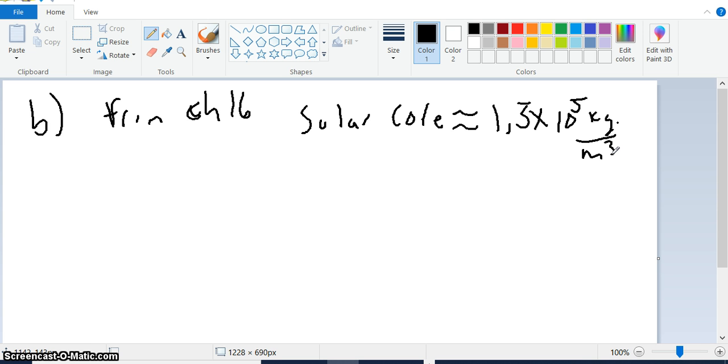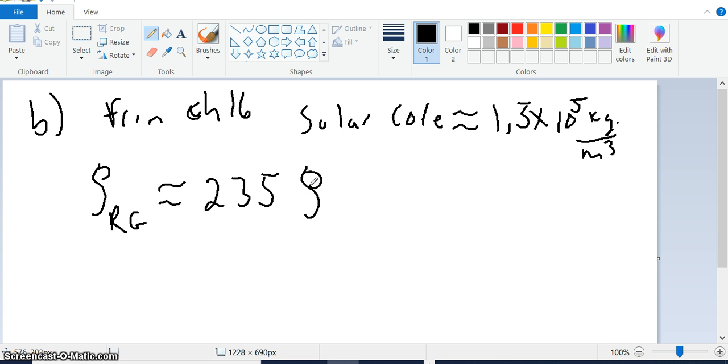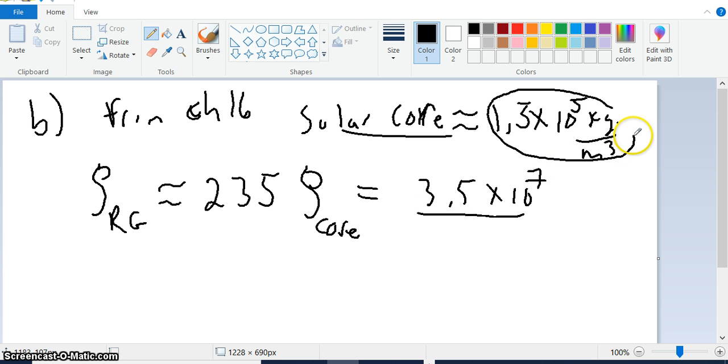And then what we find out is what they're really asking: the density of the red giant, which we just calculated, turns out to be approximately 235 times the density of the solar core. Sorry, the core density. And how did I figure that out? All you have to do is take the density that we just got, which was 3.5 times 10 to the 7th, and divide it by this number right here, the 1.5 times 10 to the 5th.